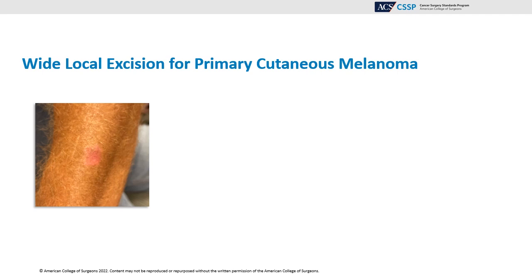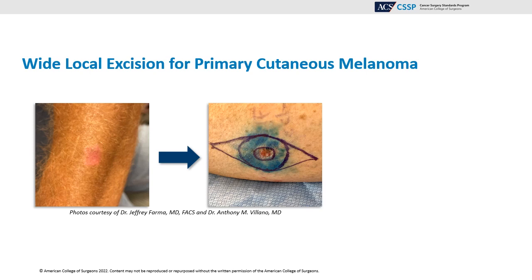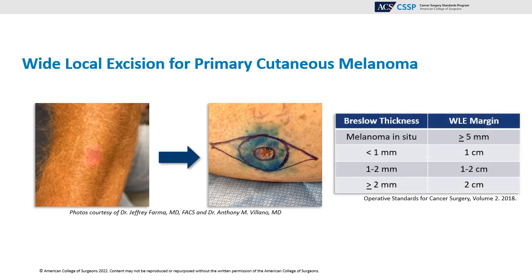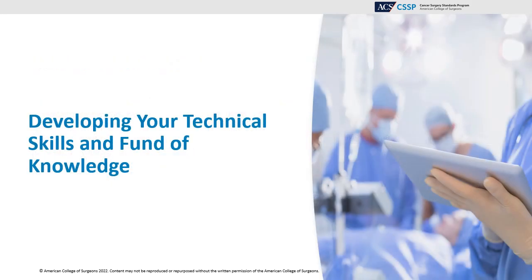The Operative Standards for Cancer Surgery Volume 2 outlines the critical technical elements when performing curative intent wide local excision for cutaneous melanoma, and importantly, discusses the rationale for selecting the extent of margin width based on Breslow thickness. This recommendation, as well as others found throughout these manuals, are supported by numerous landmark studies, all of which are referenced for reading.